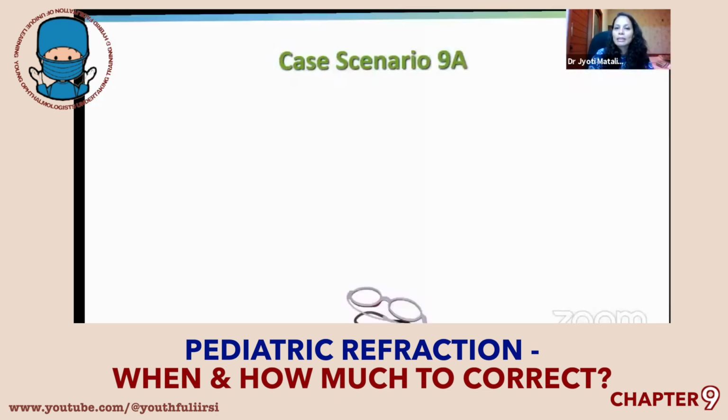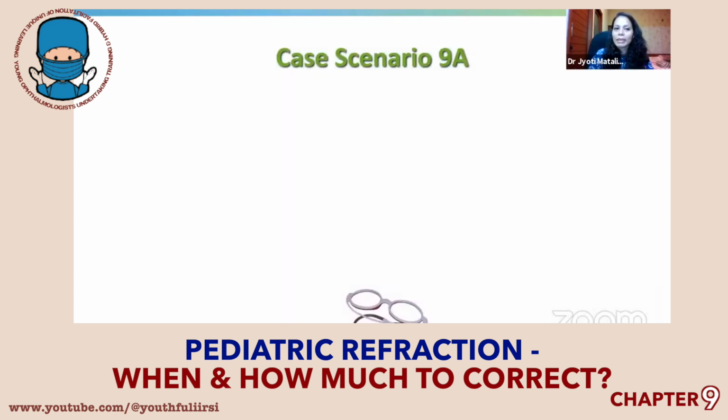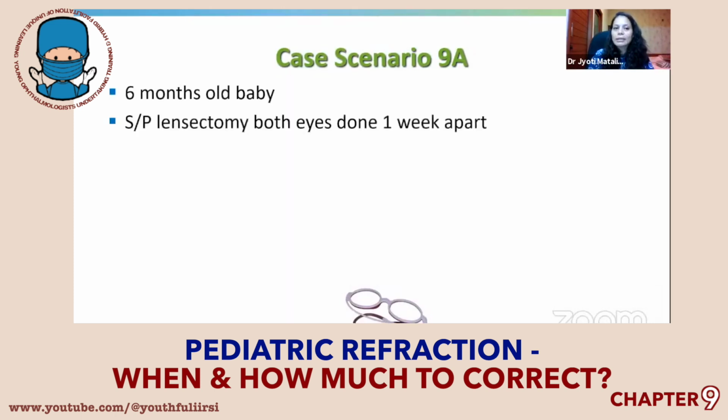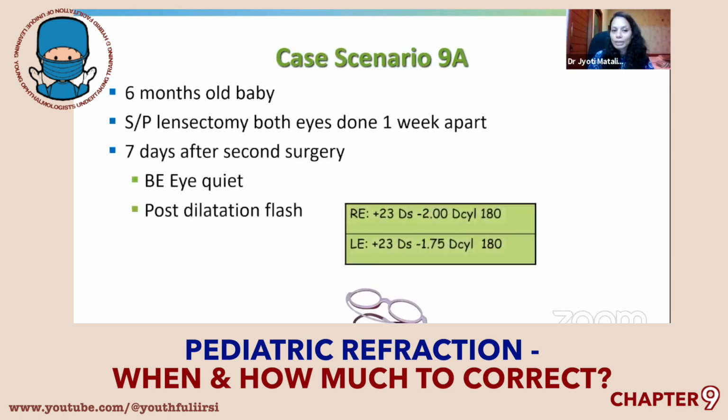Now let's look at two similar scenarios. One is a 6-month-old baby who underwent lensectomy in both eyes. 7 days after the second surgery, both eyes are quiet. Then immediately you look for the post-dilatation flash. Here we have not put in an IOL. You have a refractive error as mentioned. You need to give glasses.